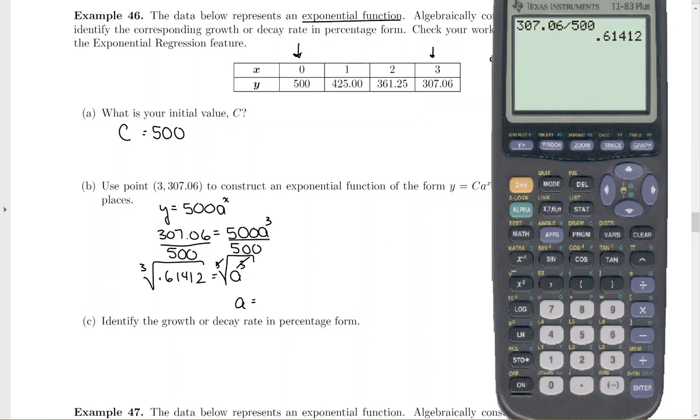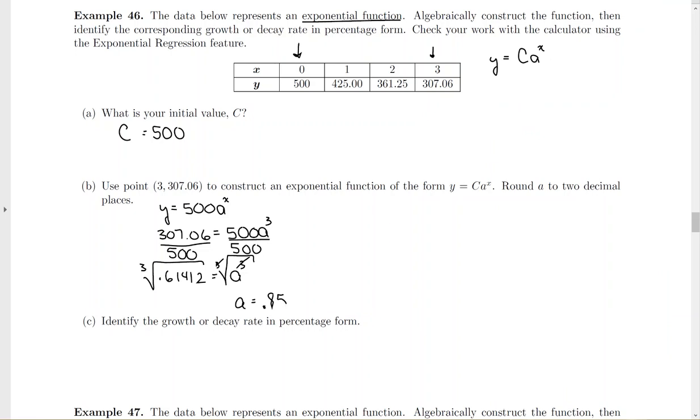So for mine, I'll take a look under the math menu. See right there, I have the cube root, number 4. And then I can put the answer. I can either type that number in, or I can do second, and then the answer key, and it puts the answer right in there for me. And it comes up about 0.84999. So to round that to 2 decimal places, 0.85. All right, so my function's going to be y equals 500 times 0.85 raised to the x power.